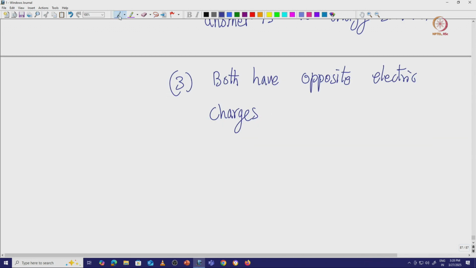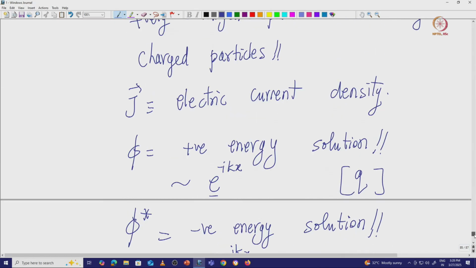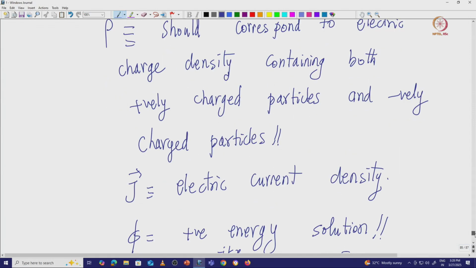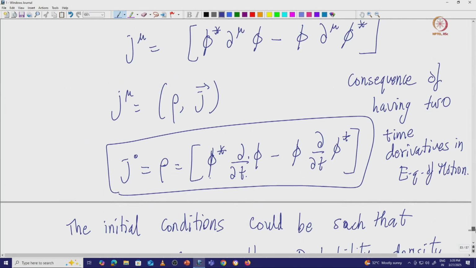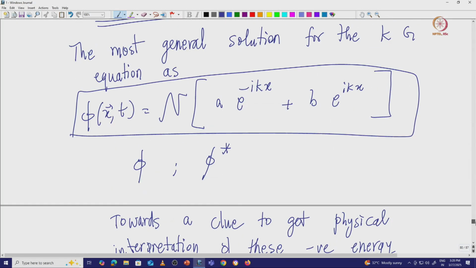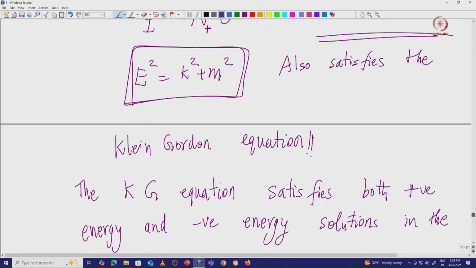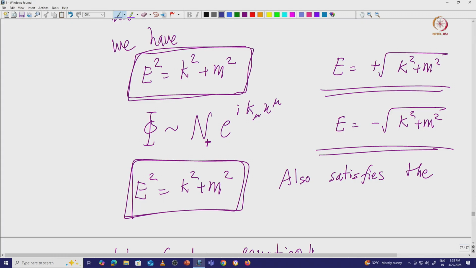So this is the interpretation which will work for the Klein-Gordon equation. They should have equal masses, because we have seen in the Klein-Gordon equation the mass is not changing. So k square is equal to m square, m is always constant, the same for a negative energy solution or positive energy solution. E is equal to plus or minus the square root, only the sign of the square root is changing. So the mass remains the same.